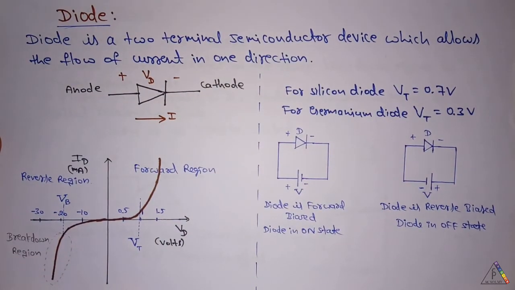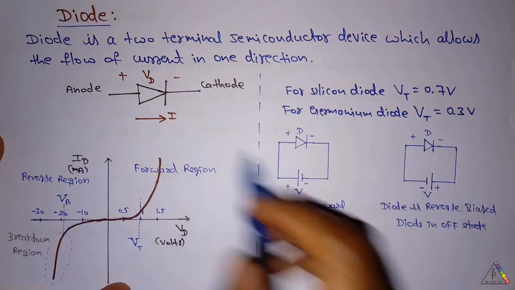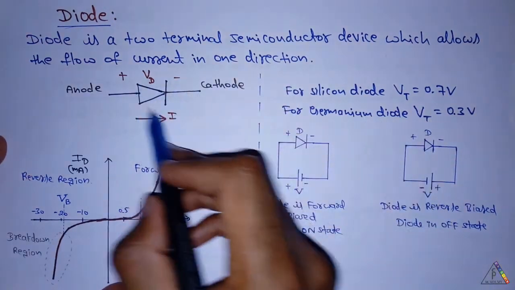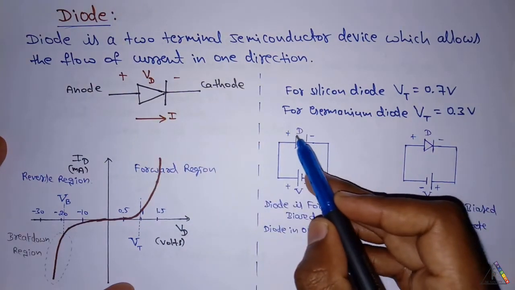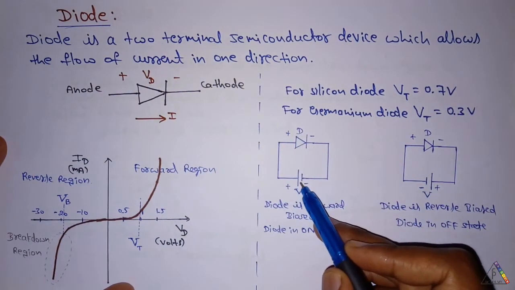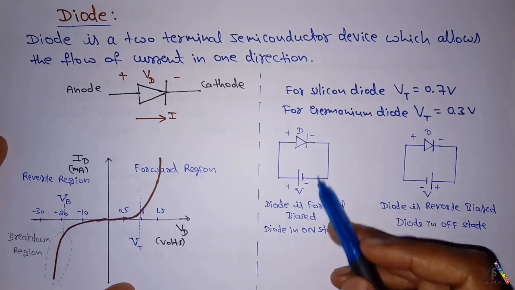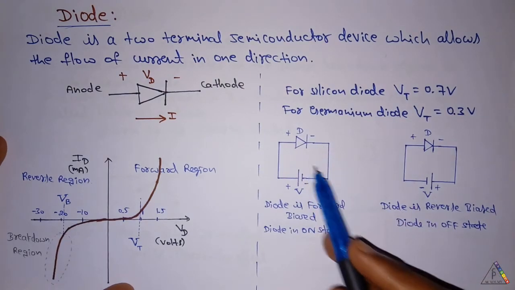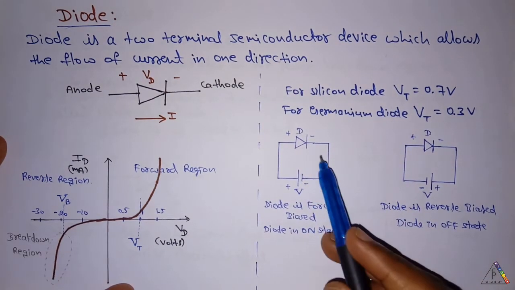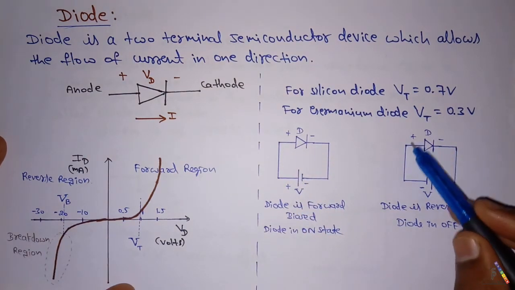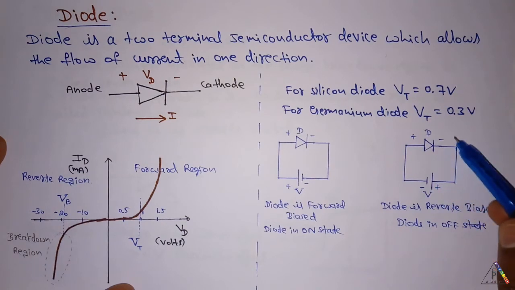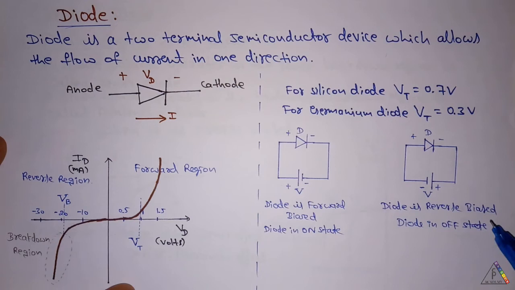Next is the diode. A diode is a two-terminal semiconductor device which allows the flow of current in one direction. This is the circuit symbol of the diode with the diode resistance Vd. If the anode of the diode is connected to the positive of the voltage source and the cathode to the negative, then the diode is said to be in forward bias and is in the on state. If the anode is connected to the negative of the voltage source and the cathode to the positive, then the diode is said to be in reverse bias and is in the off state.